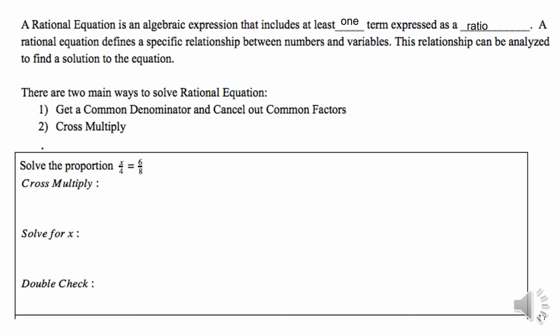And there are two ways that we solve rational equations. The first is to create a common denominator and then cancel it out. And the second is to cross-multiply. So cross-multiplying should be a review from previous math classes.